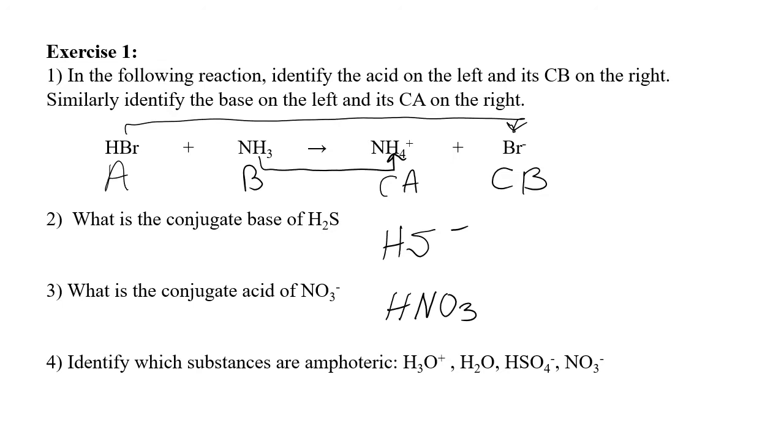Amphoteric substances are anything that can accept or donate protons. That's really the extent of what I want you to know right now. But water is amphoteric and it can accept and donate. Any anions that have a hydrogen, meaning it has a negative charge and a hydrogen, is amphoteric. NO3- cannot because there's no hydrogen to donate, and H3O+ cannot accept another proton.